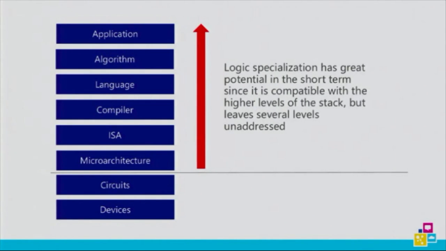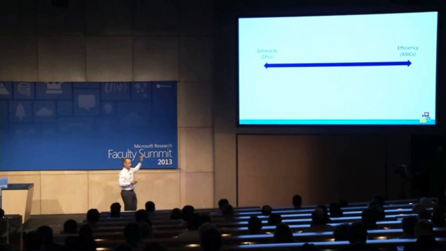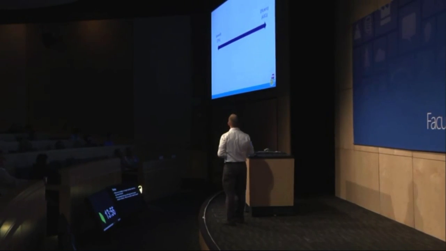Okay, so what can we do to attack these levels? There's another issue here, which is that in the logic specialization space, you have a spectrum, and you have efficiency on the far right, ASICs at the extreme. You have generality, what we think of as CPUs, on the far left, and you can think of that as inefficiency in the extreme. And then going from left to right, we start with CPUs, then multi-core CPUs, then many-core CPUs, then GPUs, then FPGAs, and then ASICs. So the farther right you go, the less general you get and the more work it is to map, but the more efficient you get.